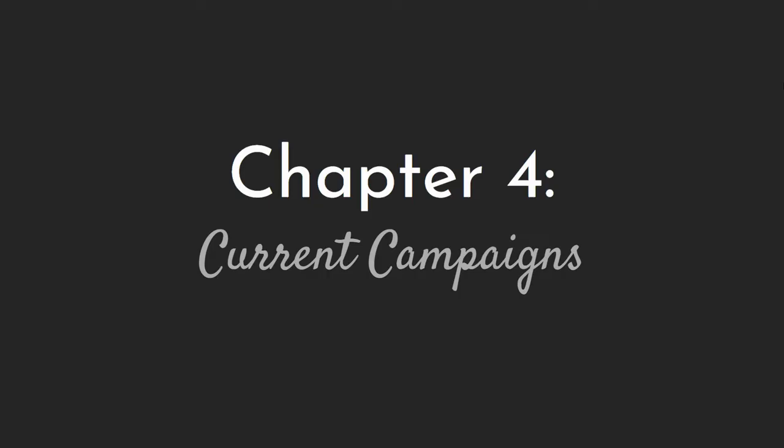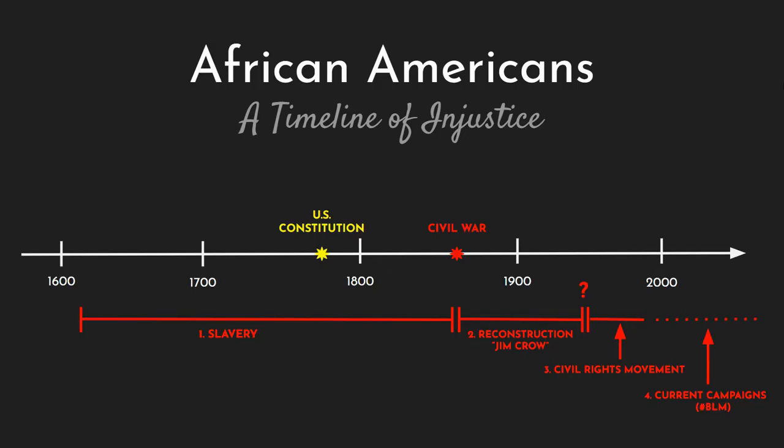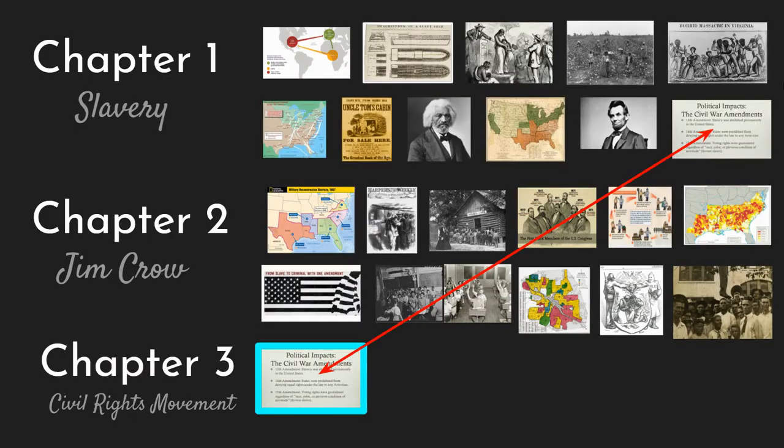We're entering chapter 4 today on current campaigns. That means that we are wrapping up this timeline, and today's video will try to put that into context for you. We have covered slavery and the war that it caused. We have talked about the rise of the South in terms of achieving power again after the war and being able to deny all of the freedoms that were supposed to come from these 3 amendments.